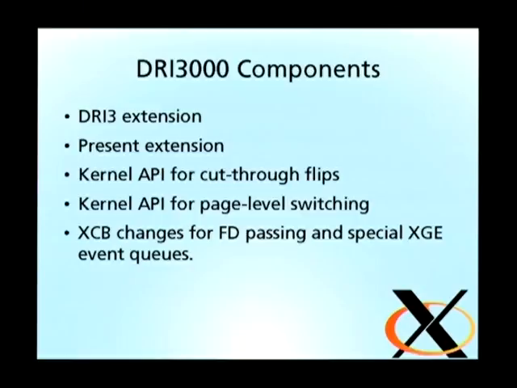And we'll describe what these do. The kernel API for cut-through flips. Wow, I have two undefined terms in this slide. I apologize for that. A flip is where you have one frame buffer and another frame buffer, and you just want to tell the video hardware, hey, I know you're happy over here scanning out from this frame buffer. Please let me change a single 32-bit register value and scan out from this area instead.